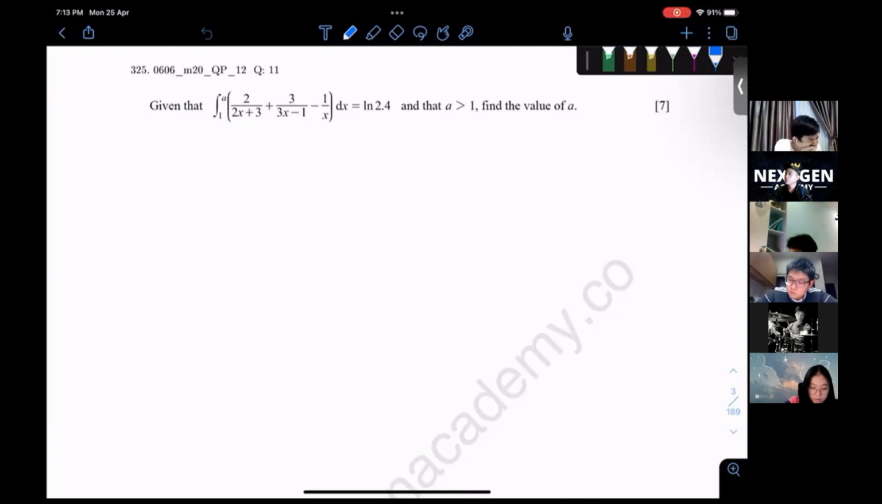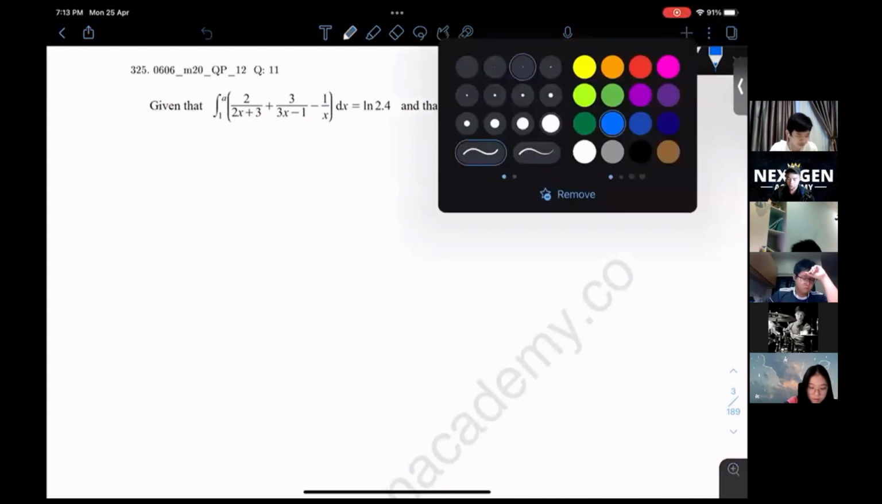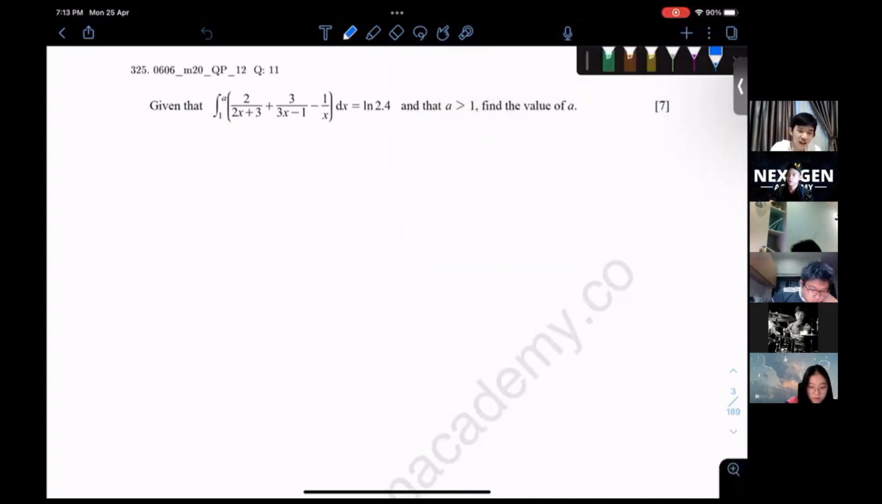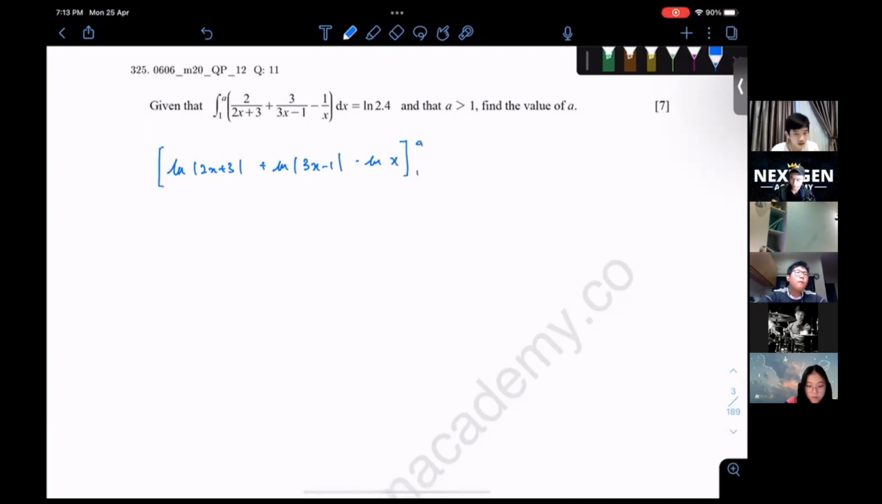Not many people have done it, but maybe I will get you all to discuss also. Ben, have you tried this one? Maybe you can start us off. How do you do this first one? Integrate inside, and then it becomes ln 2x plus 3 plus ln 3x minus 1 minus ln x. Very good. Minus ln x, right? Yes. Then you do your definite integral, right? Yes.